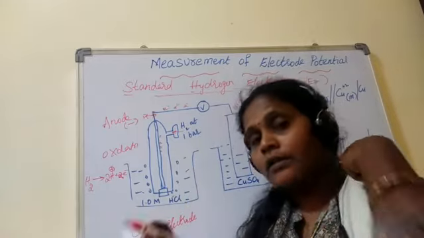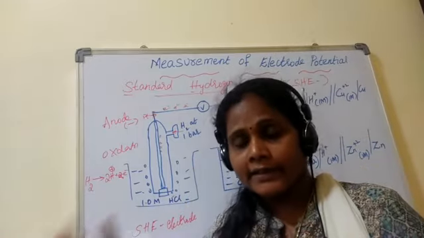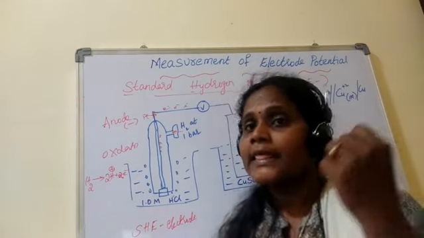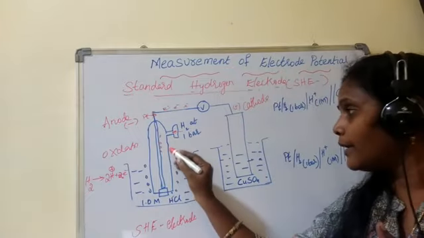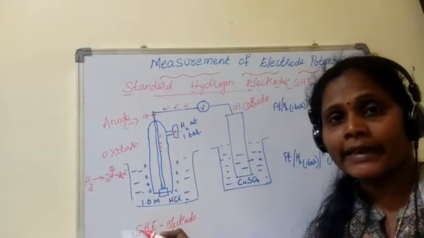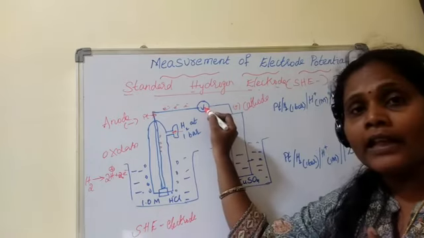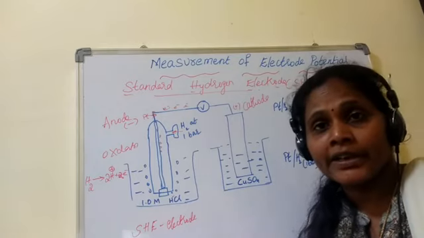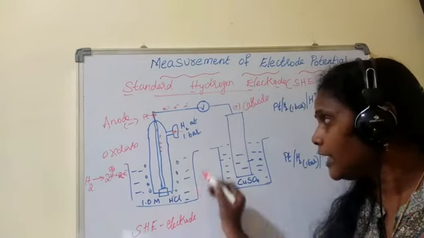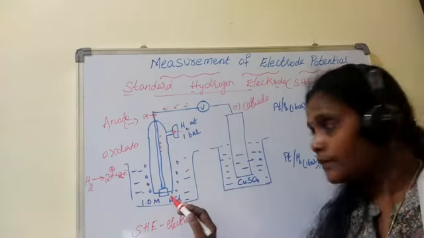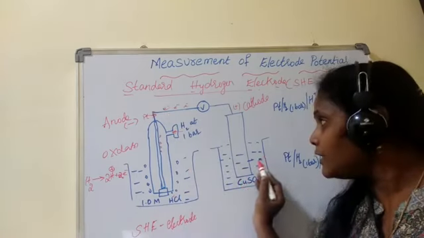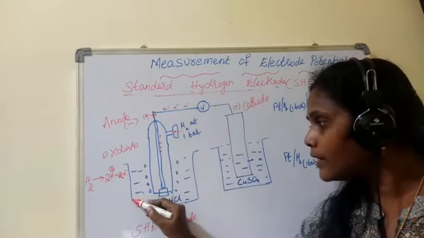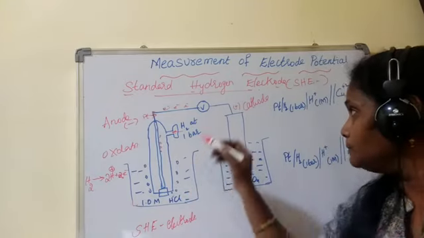In order to identify an unknown electrode's potential, we have to connect that electrode to the standard hydrogen electrode. Then only the cell will be completed. Then only we can identify how much voltage, how much electric energy, is generated. This is my SHE, the standard electrode. This is my unknown electrode, which has to be connected to this. In your textbook only this is given, but with this single electrode we cannot identify anything, right? So I have connected this.